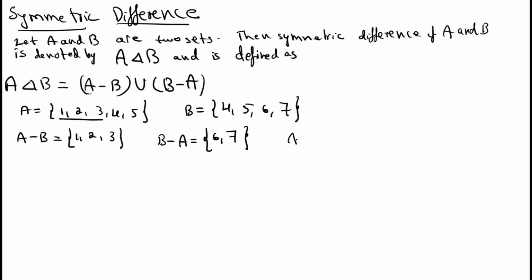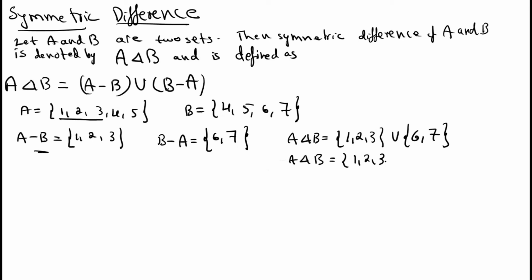Now write A symmetric difference B is equal to A minus B, that is 1, 2, 3, union B minus A equal to 6, 7. What you will get? A symmetric difference B is equal to 1, 2, 3, 6, 7. That means for the symmetric difference, you need to remove the intersection elements of two sets and combine.